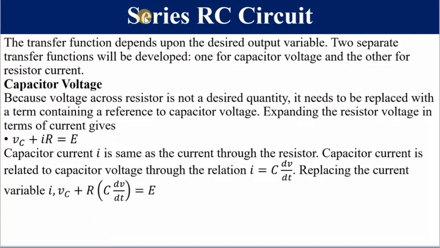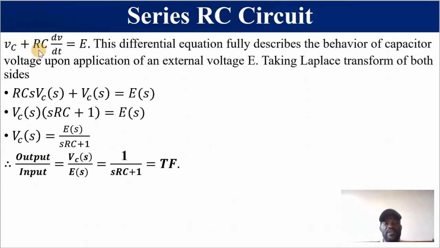Let us proceed. If we simplify further, it's going to be the voltage across the capacitor Vc plus R times C dV/dt is equal to E. This differential equation fully describes the behavior of capacitor voltage upon application of an external voltage E.